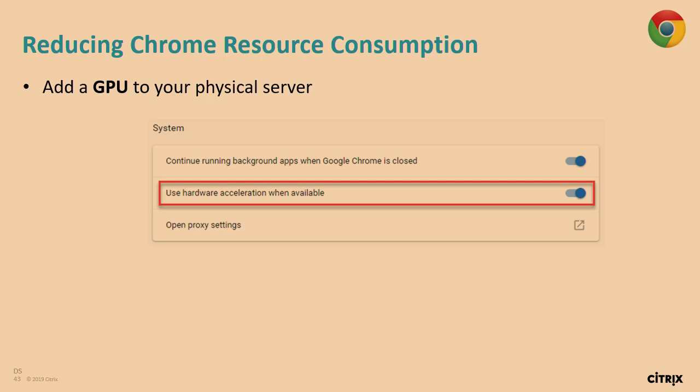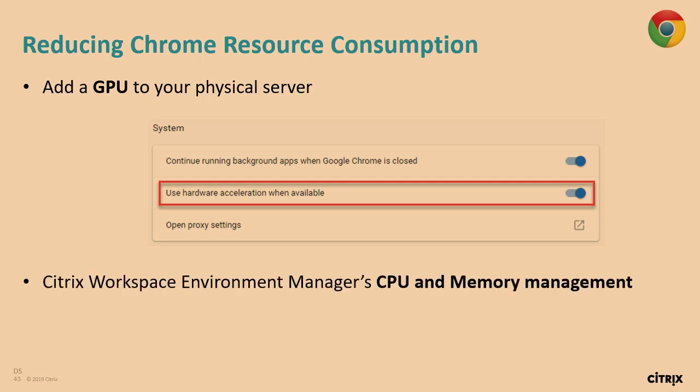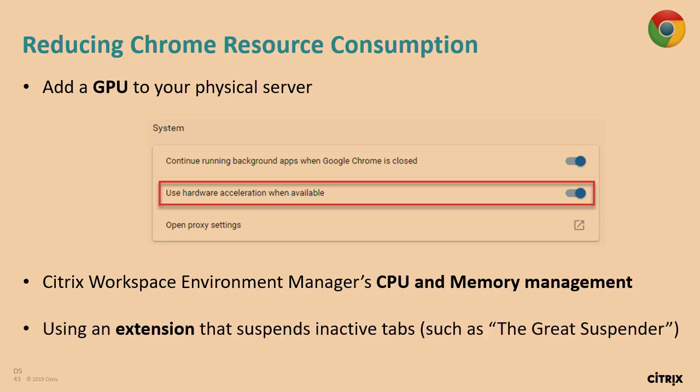If you don't have a GPU, then one of the options is Workspace Environment Manager and using the CPU and RAM management feature. Also very powerful. And there's a third option as well. There are certain extensions that actually suspend active tabs. So the Great Suspender is one of those tools. There are more extensions out there, but that's also a very interesting one to use.